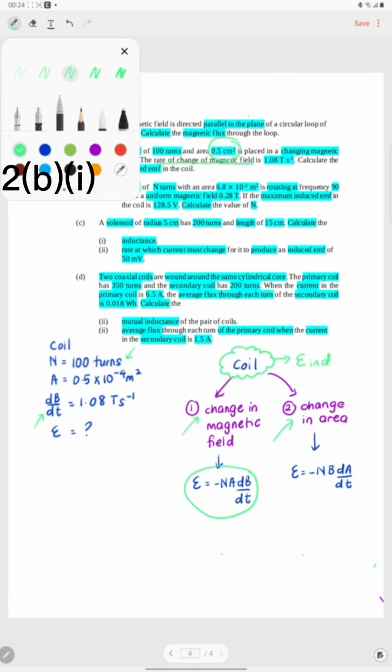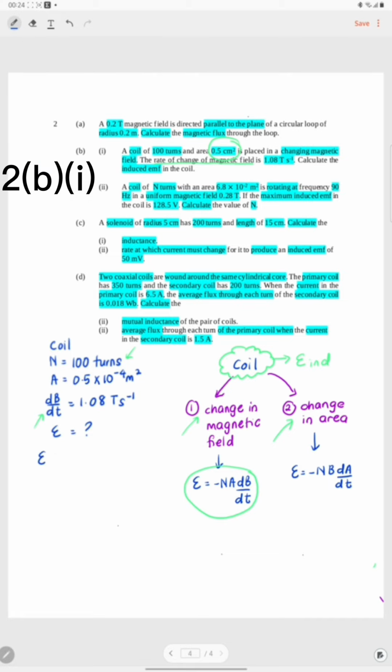Okay, let us write again the formula. EMF equals negative N A dB over dt. We substitute the values: 100 turns, the area is 0.5 times 10 to the power of negative 4, and dB over dt given is 1.08. Press your calculator, and the answer should be 5.4 times 10 to the power of negative 3 volt.